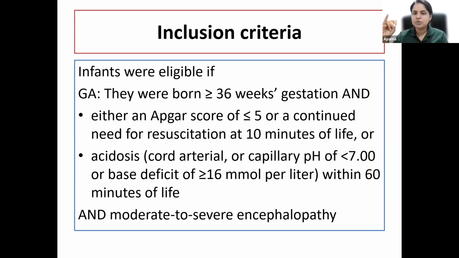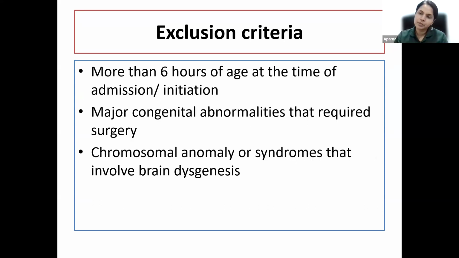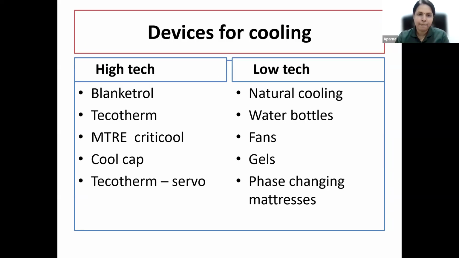So either a low Apgar score at as long as 10 minutes, the presence of metabolic acidosis, pH less than 7, base deficit more than or equal to 16 within 60 minutes of life, and the presence of moderate to severe encephalopathy. We'll have to qualify the presence of moderate to severe encephalopathy based on a standardized scoring tool like Sarnat and Sarnat staging or Thompson's staging. And this is something that needs experience and training.